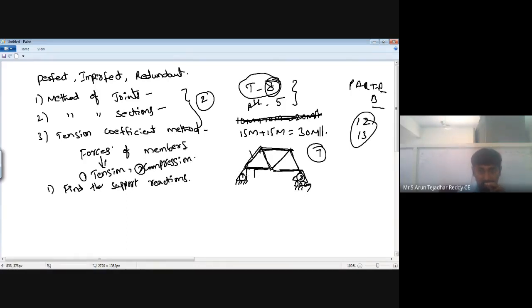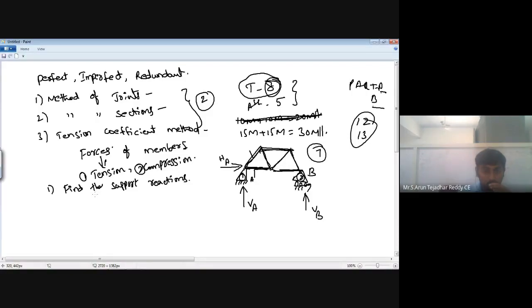If you observe the left side support, it is a hinged support, so two reactions act here: vertical and horizontal. Calling the supports A and B, these are VA and HA. And the right side support is a roller support, so only one reaction is there, that is VB. So VA, VB, and HA, these three are the support reactions.